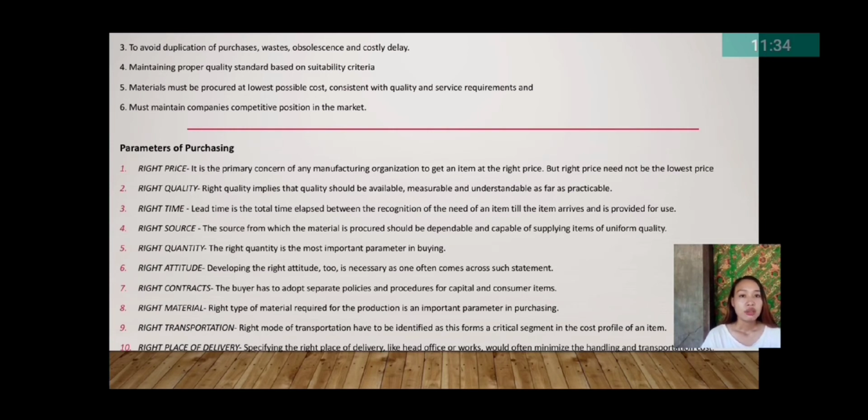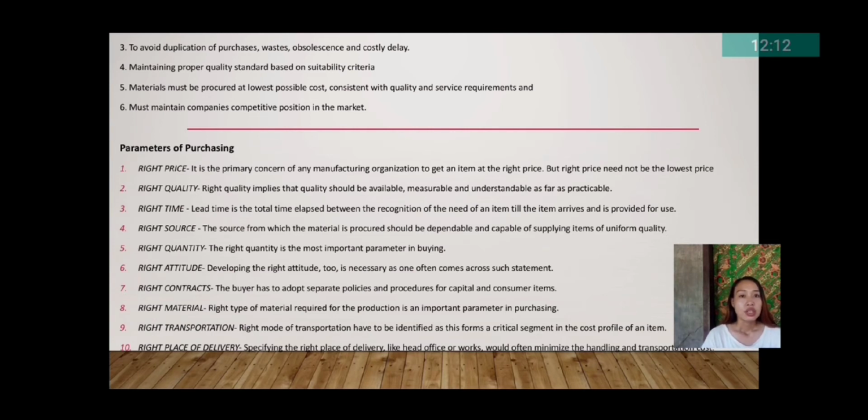Right quality. When you seek right quality, it should be available, measurable, and understandable for practicable use. Kailangan maging understandable yung quality ng products natin. Right time. Kailangan natin ng right time between the recognition of the need for an item till the item arrives and is provided to you. So, kailangan gayon sang oras na kailangan natin i-produce, exact time.